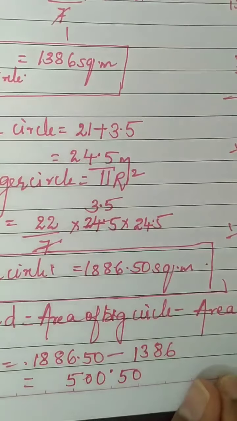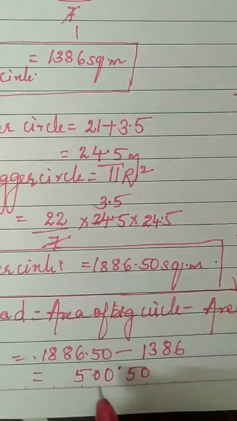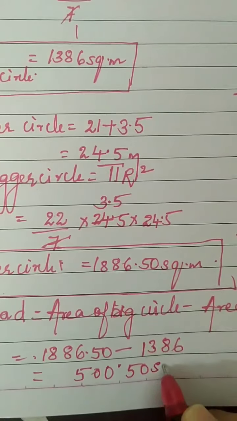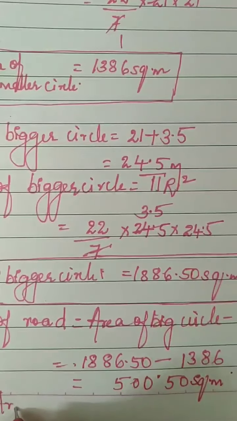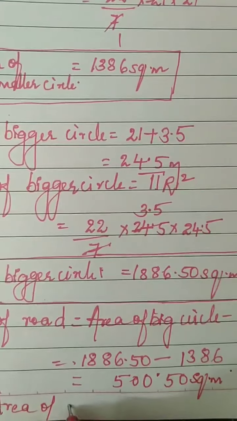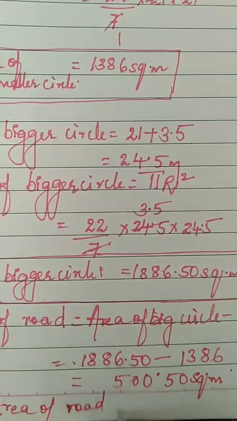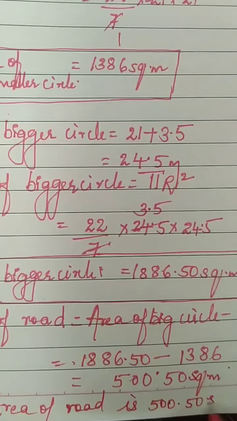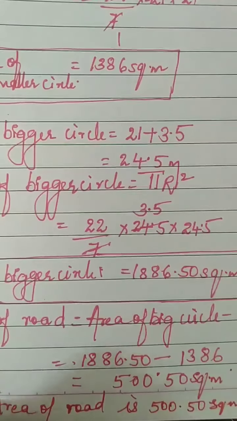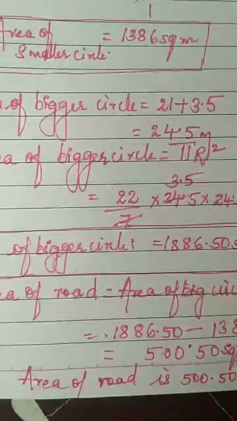So how much are you getting? The area of the road you are getting as 500.50 square meter. Got the answer? Write the final answer. Area of road is 500.50 square meter. Final answer.